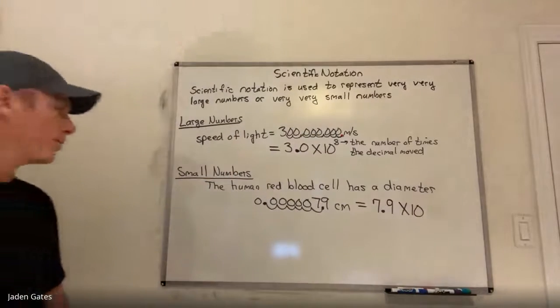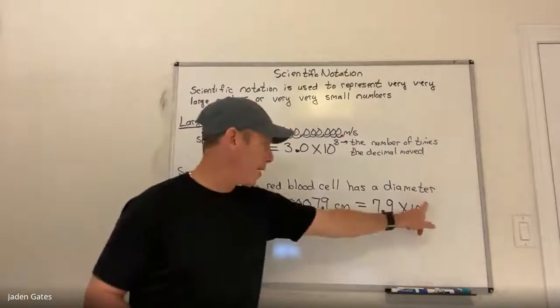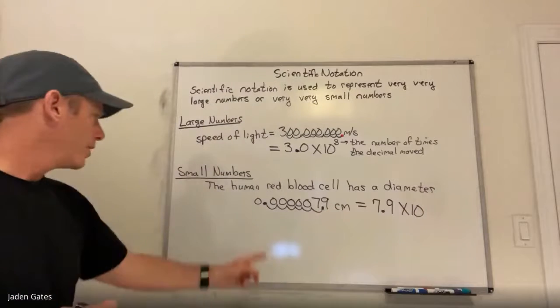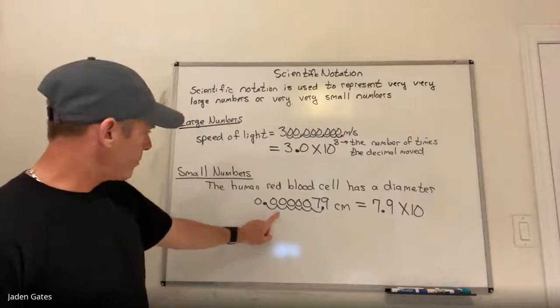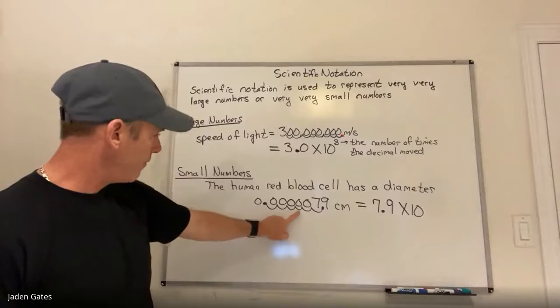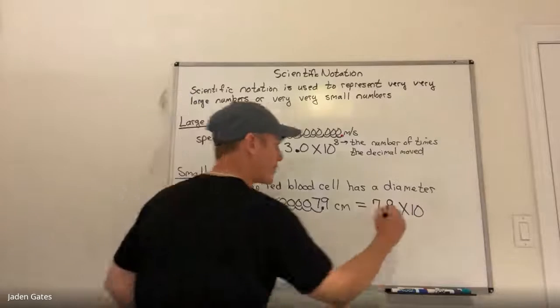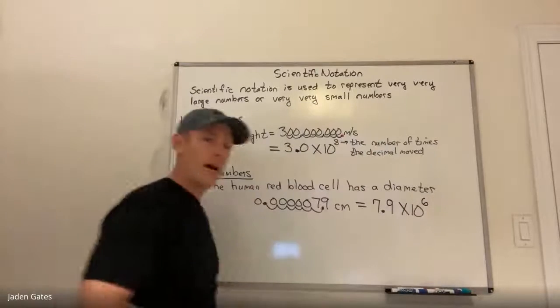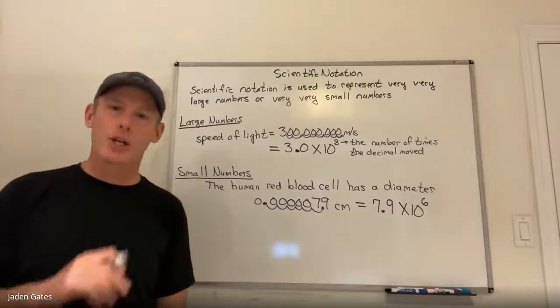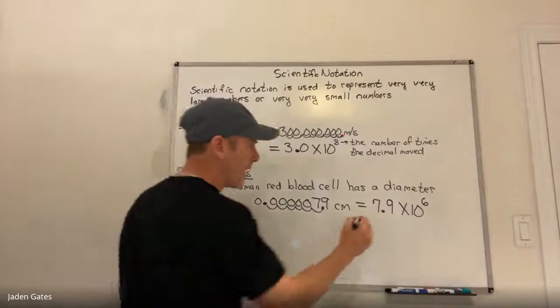All right, now I got to figure out how many places I move this decimal. And so I moved it once, twice, 3, 4, 5, 6 times. So I put a 6 here. Now, here's the catch. I'm going to change that 6 just a little bit. I'm going to make it a -6.